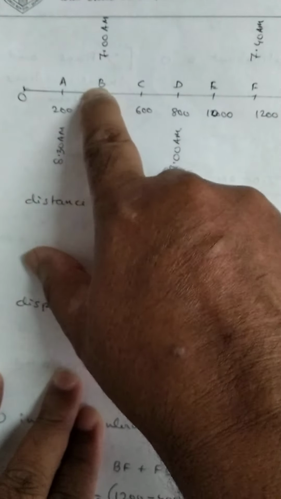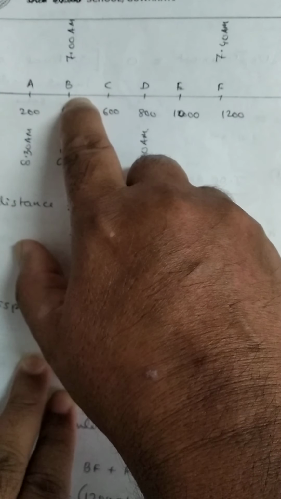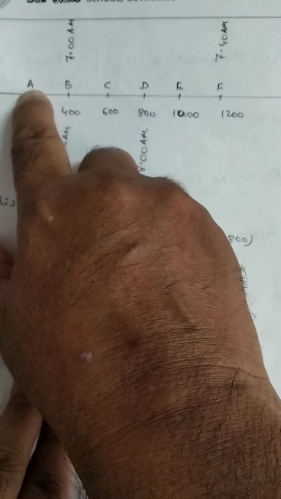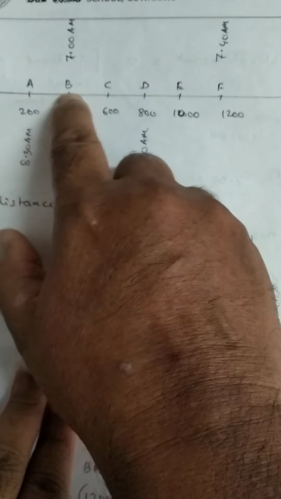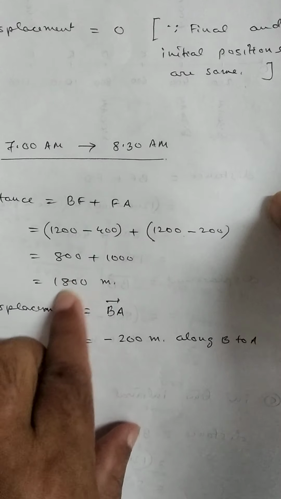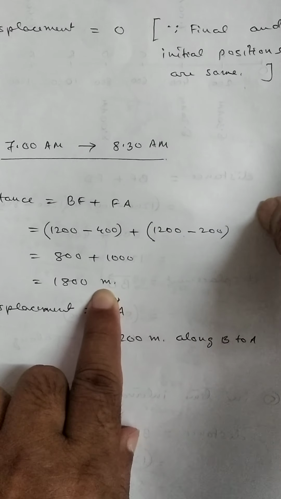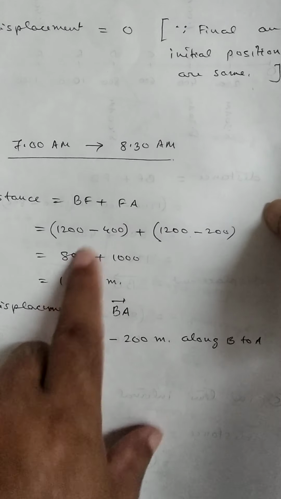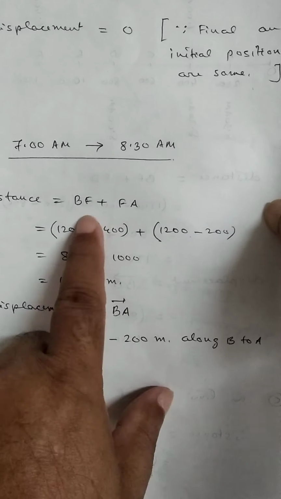What is distance? It is the length of the actual path traveled by the object. Body reaches the position A from B to F plus F to A. Body starts the motion from B, it goes to F and returns back to A. So what is the length of the actual path? BF plus FA. What is BF? 1200 minus 400. What is FA? It is 1200 minus 200. So distance is equal to BF plus FA, which is 1800 meter.